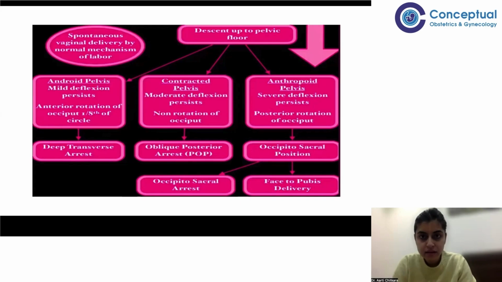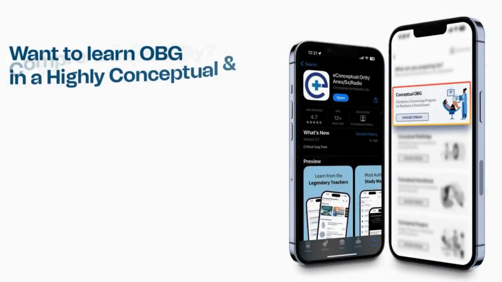And then there is a third possibility where there is an anthropoid pelvis. So anthropoid favors posterior. Severe deflection persists and posterior rotation of the occiput occurs. So either the delivery will happen through occipito-sacral position, which is called face to pubis delivery, or it can also undergo arrest, which is called occipito-sacral arrest, and it is not favorable.